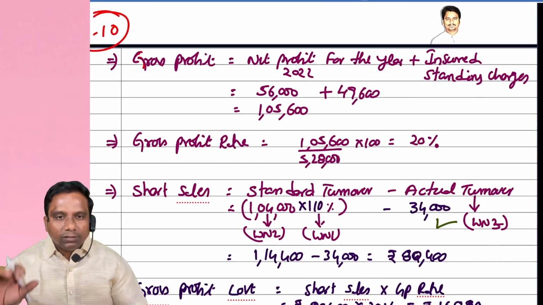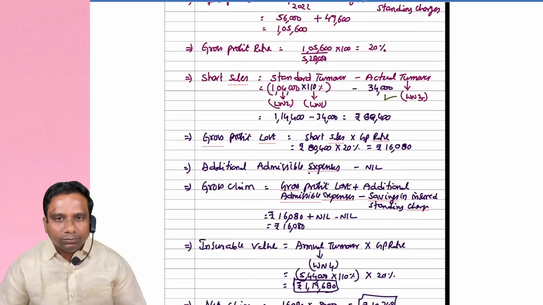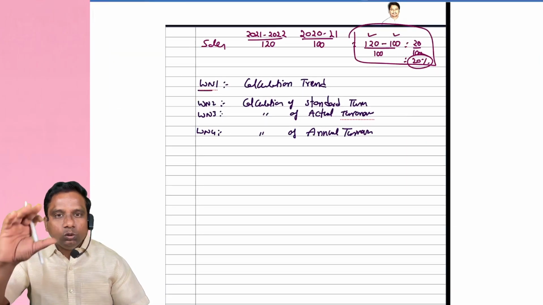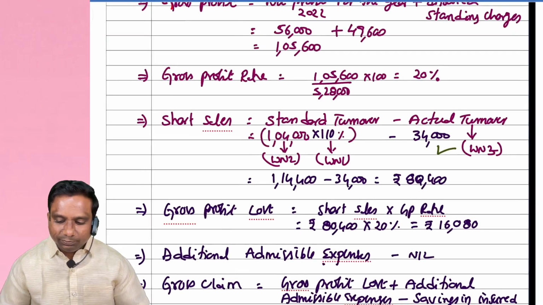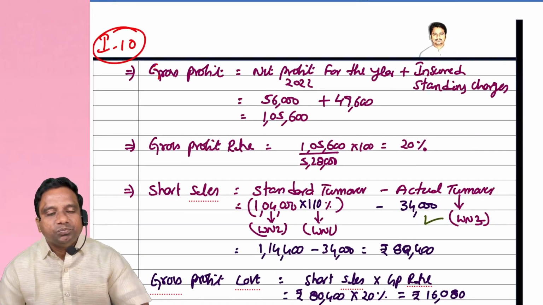This is our main answer. For supporting this answer, you calculate these 4 working notes. This is our presentation for this problem. Is it clear, students? Yes, sir.